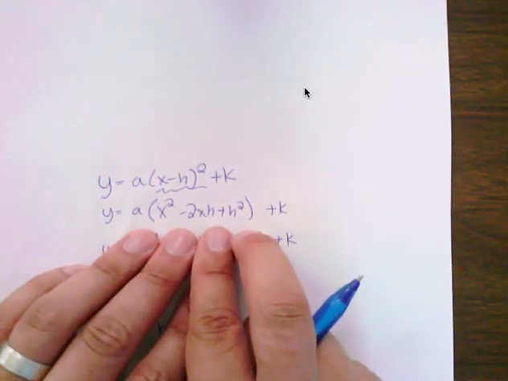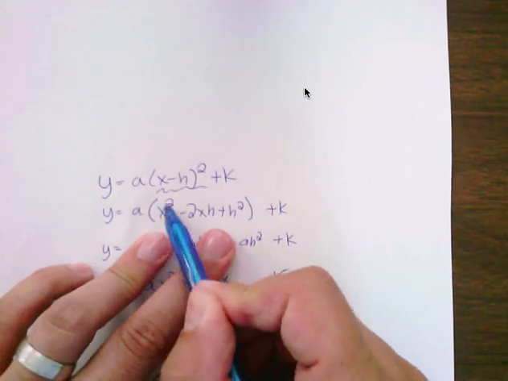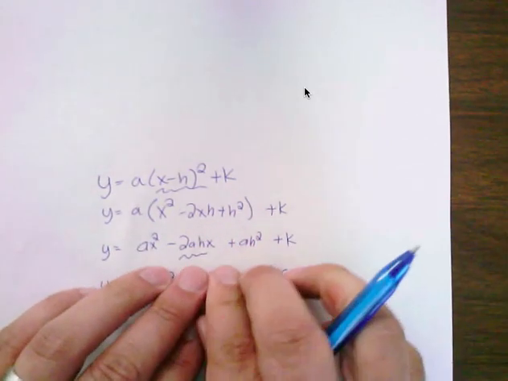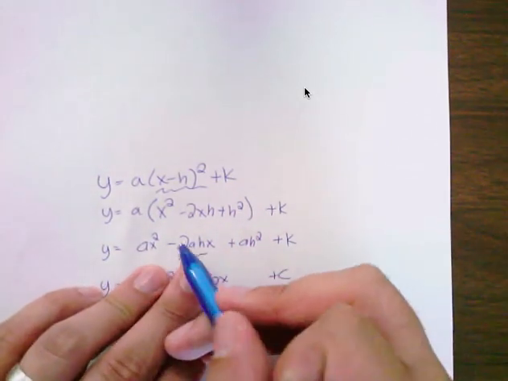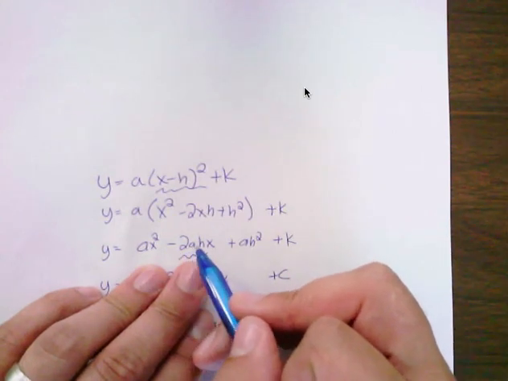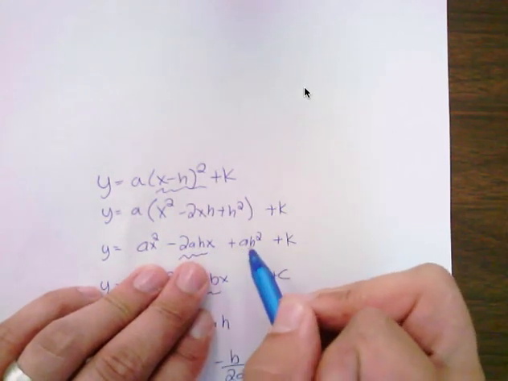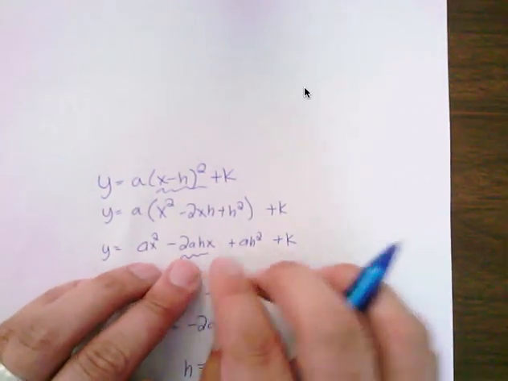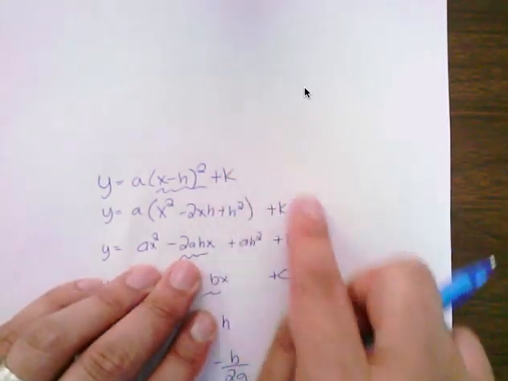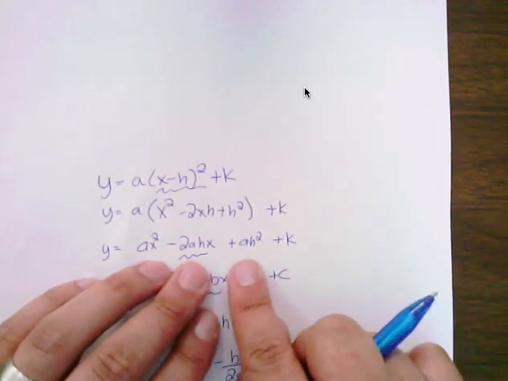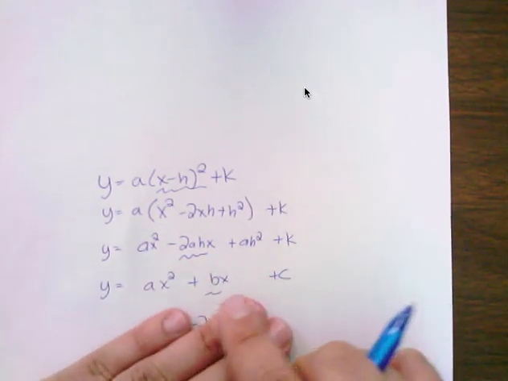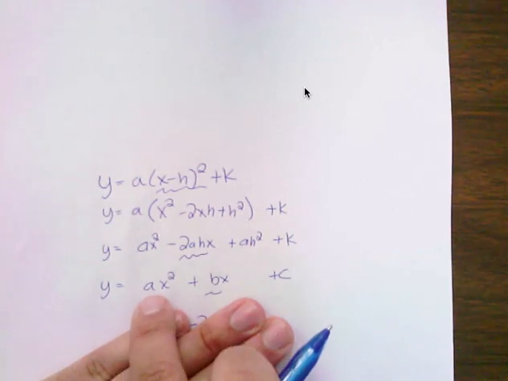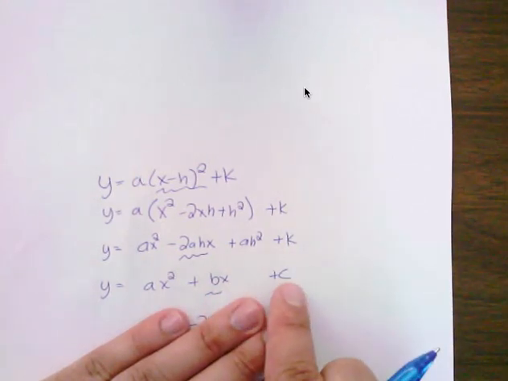The next thing a mathematician would do is take this a and distribute it on through. When you distribute it on through, you get ax squared minus 2ahx plus ah squared plus k. So here's the deal. We started in vertex form, and we tried to get as far along to standard form as we could. Standard form being y equals ax squared plus bx plus c.